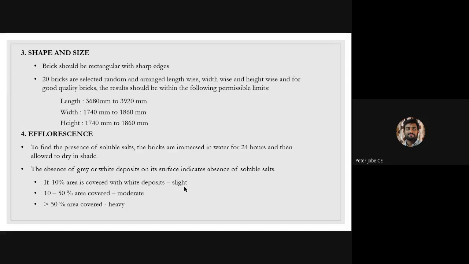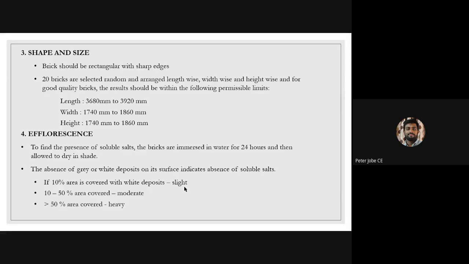That means even if it is manufactured under strict supervision, there might be some cases where it won't reach the standard length or standard dimension. It might be either more or less than the size of a standard brick. So in order to measure the length, we will take 20 bricks randomly from a load of bricks. We will arrange them longitudinally, lengthwise, and measure the total length. And the total length of 20 bricks should be between 3,680 mm and 3,920 mm.